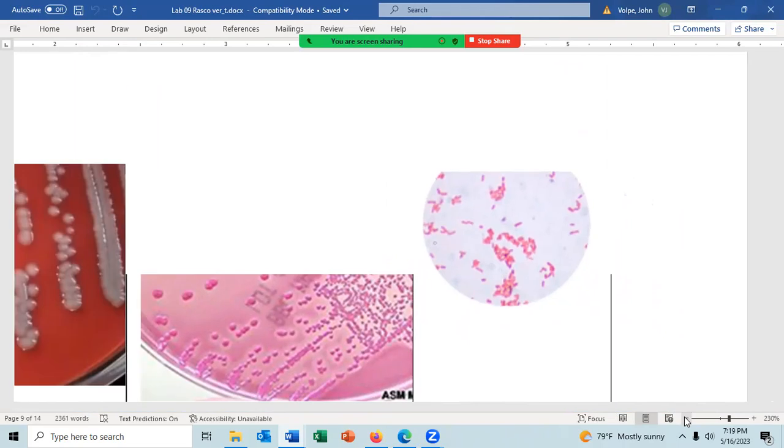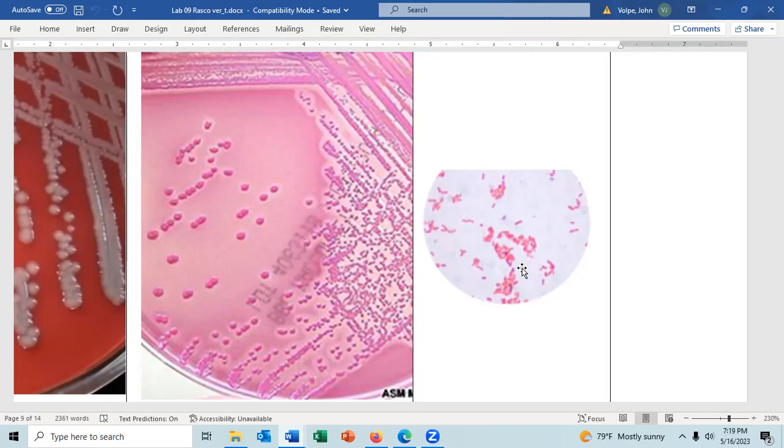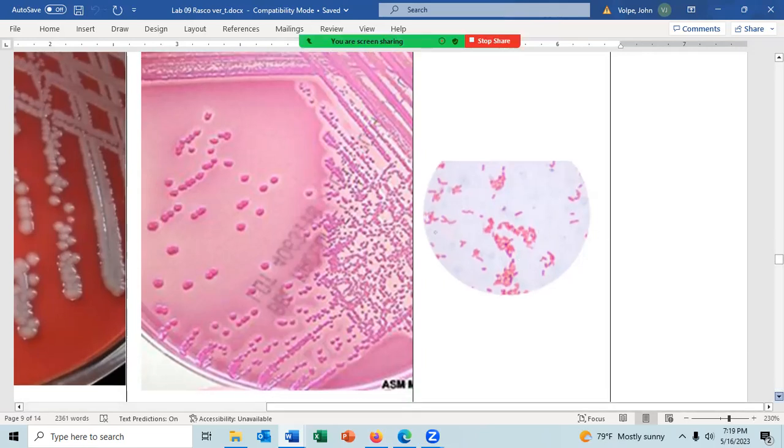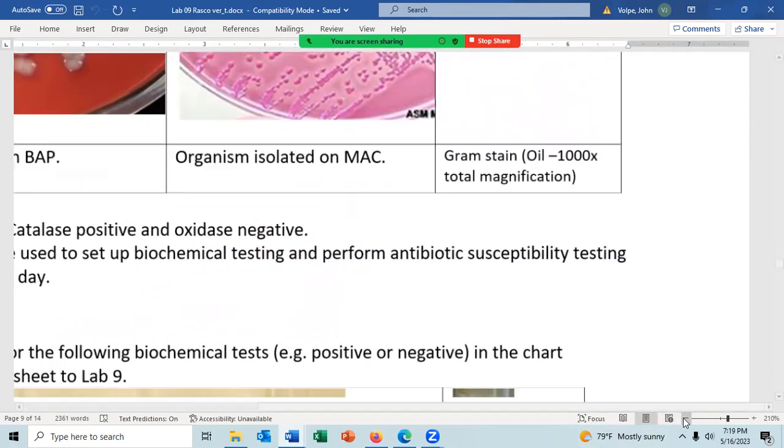You have to blow it up quite a bit because actually all of this lab is on the Gram-negative bacteria, but the bacilli in this lab are awfully short, and so you have to blow it up to be certain of the shape. Let me shrink that down a little more.